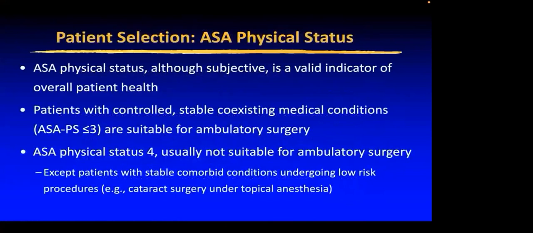Another factor that needs to be considered is the ASA physical status of the patient. Although ASA physical status is considered to be subjective, it is a valid indicator of overall patient health. It is well accepted that patients with controlled, stable comorbid conditions, for example, patients with ASA physical status of 3 or less, are suitable for ambulatory surgery in a freestanding ambulatory surgery center. In contrast, patients with ASA physical status of 4 or more are usually not suitable for ambulatory surgery, except for certain scenarios, such as patients undergoing cataract surgery under topical anesthesia.